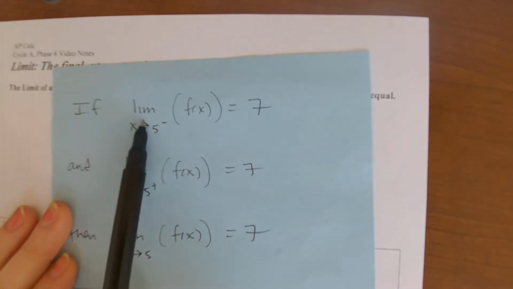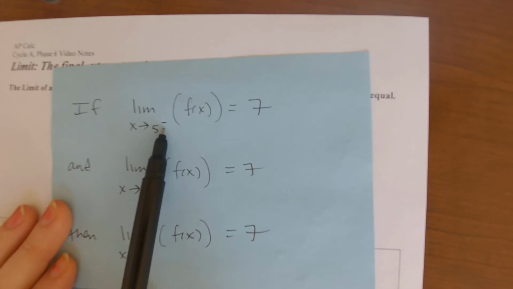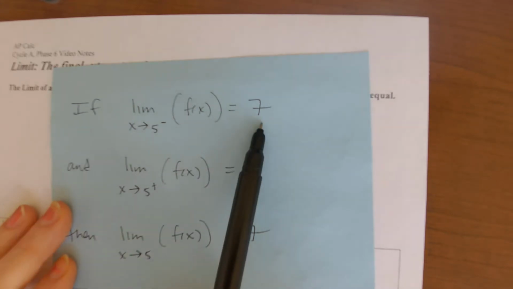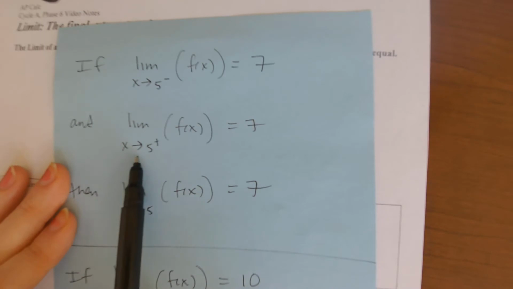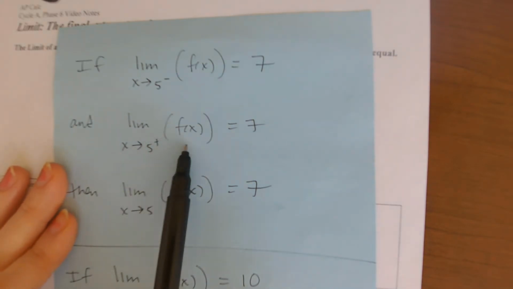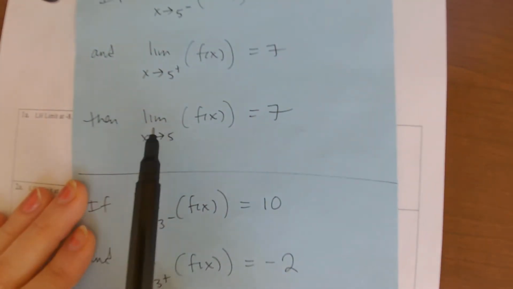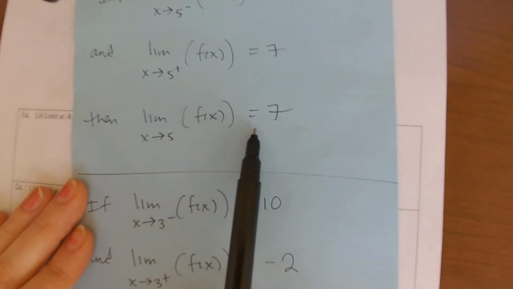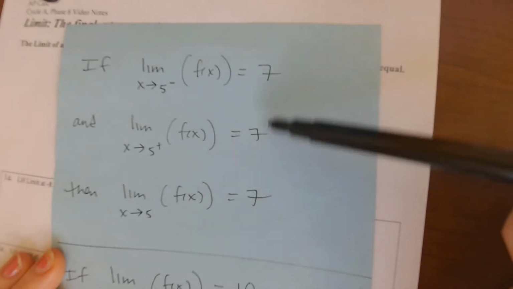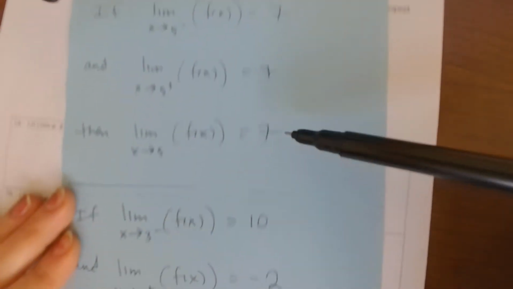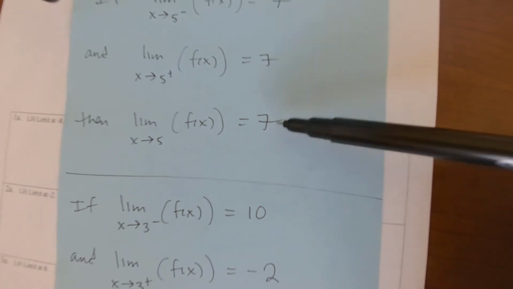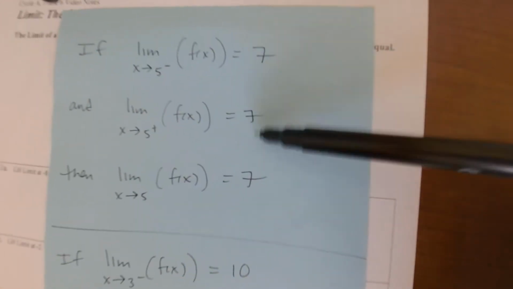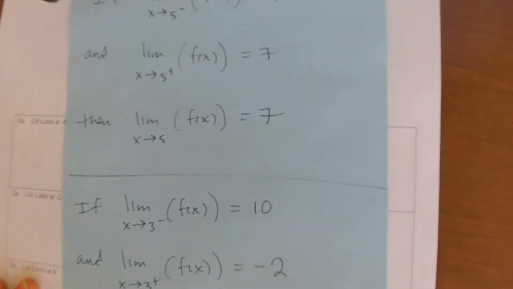So if the limit as x approaches 5 from the left of f of x equals 7, and the limit as x approaches 5 from the right of f of x equals 7, then, and this is the new thing, the limit as x approaches 5 of f of x equals 7. So if the left hand and right hand limits are the same, then we say that the limit, period, is that number. Okay, but the left and right hand limits have to be the same in order for this to happen. Now sometimes they're not the same.